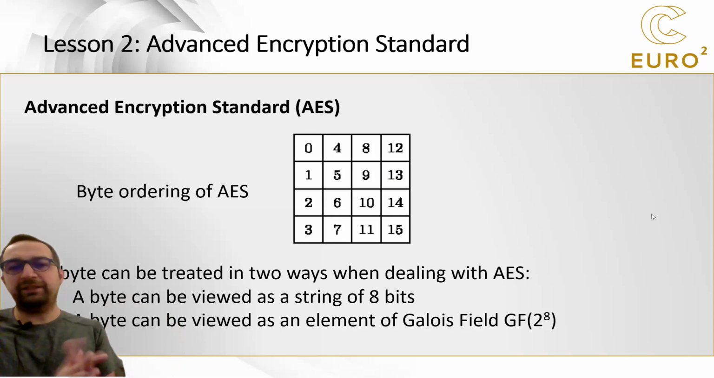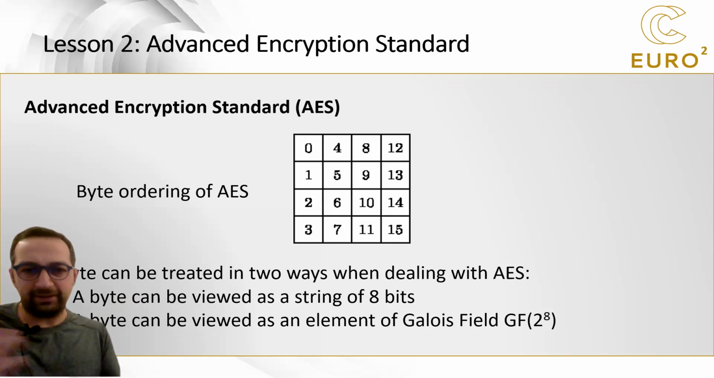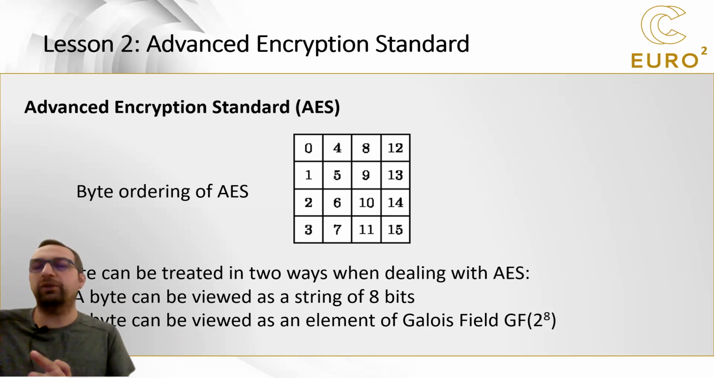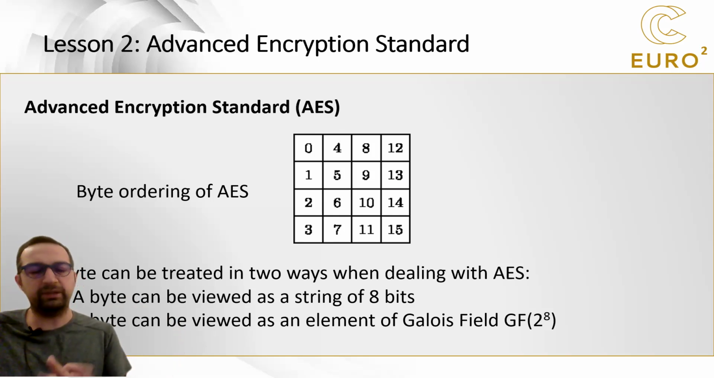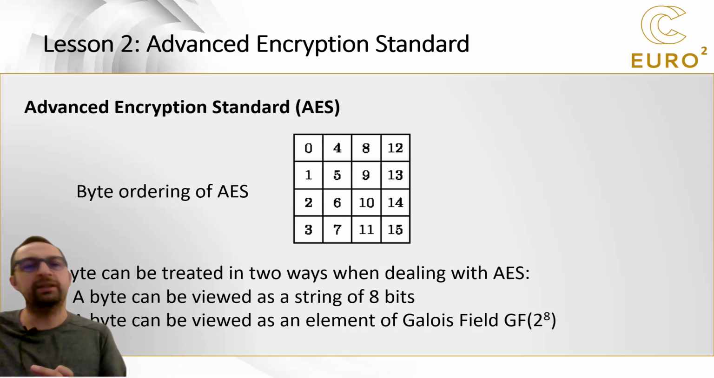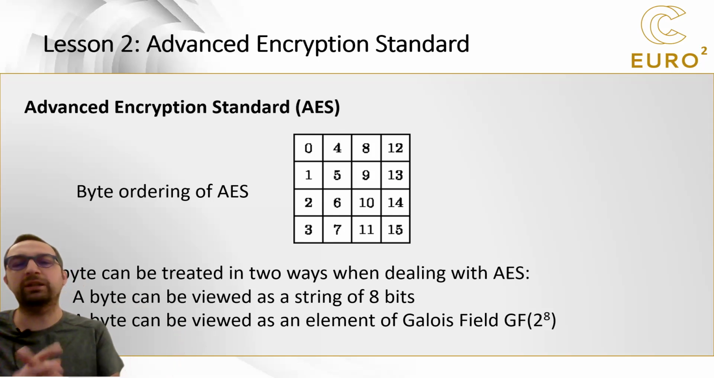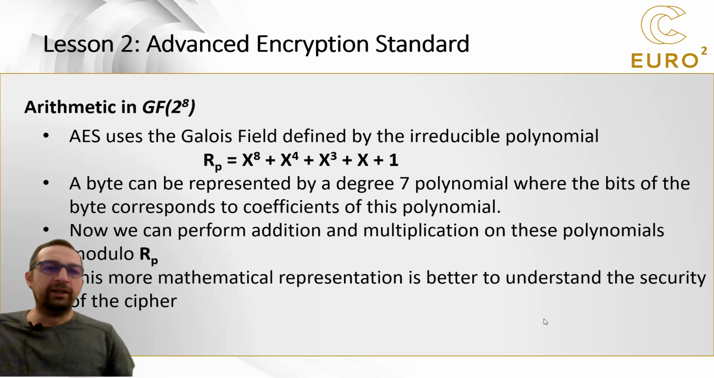A byte can be treated in two ways when dealing with AES. Either you can see it as a string of 8 bits, which is the easier way to look at it and do the implementation. But some operations are done in the Galois field. So you can also see a byte as an element of the Galois field GF(2^8). So arithmetic in Galois field is a little bit more complicated than normal arithmetic with numbers.